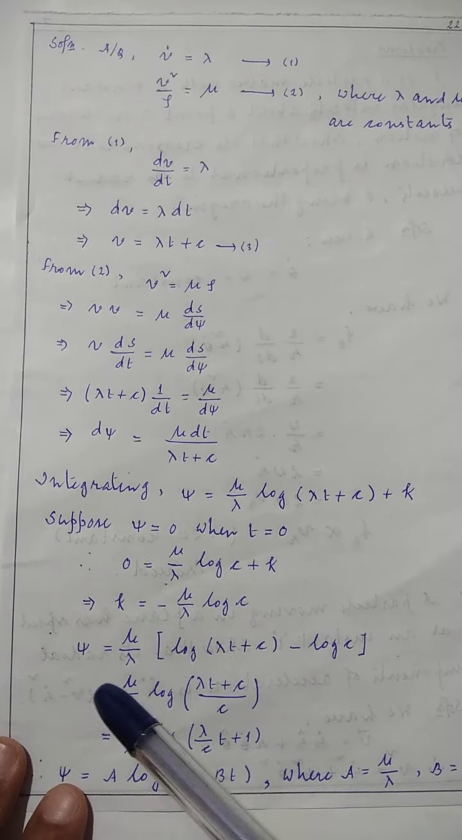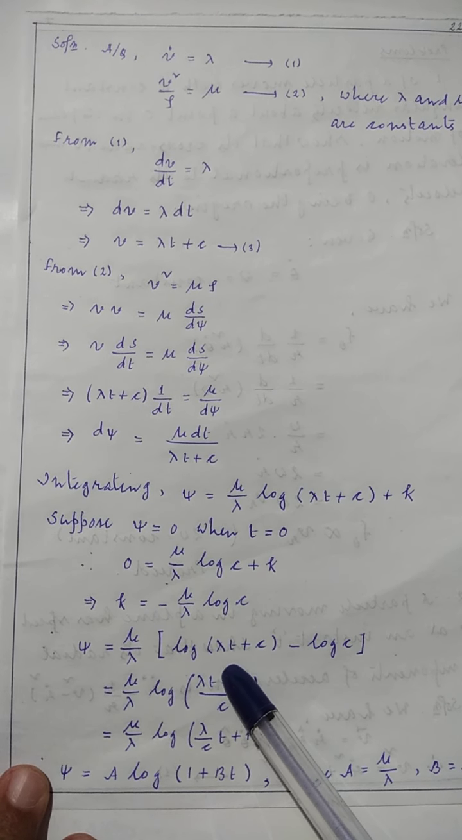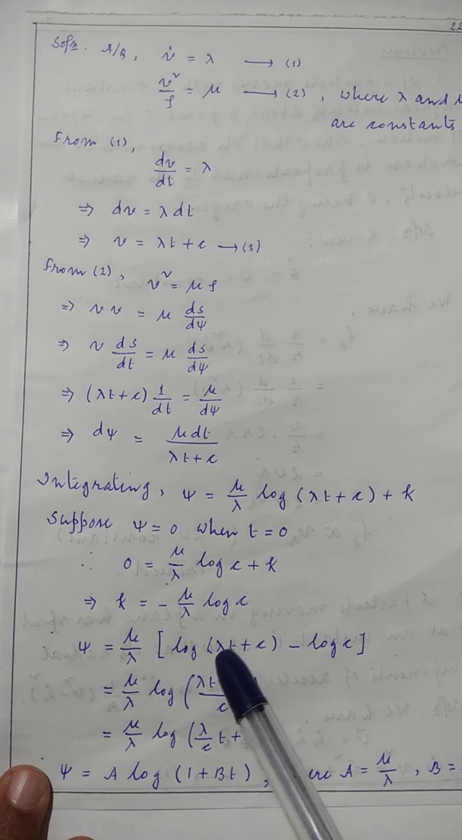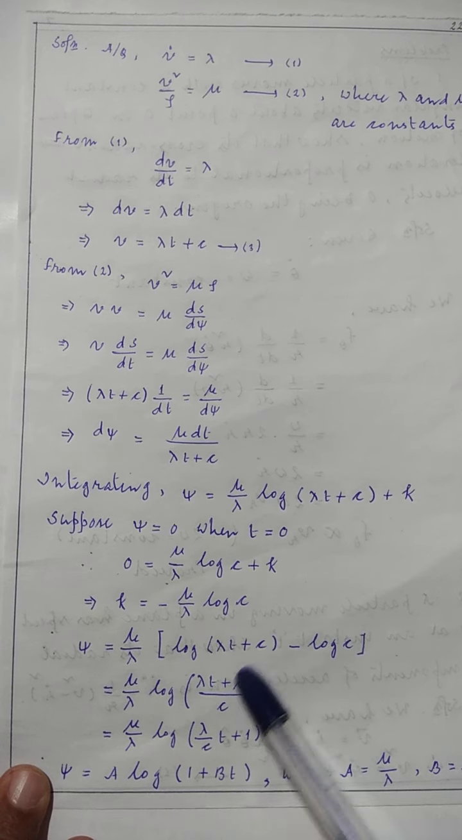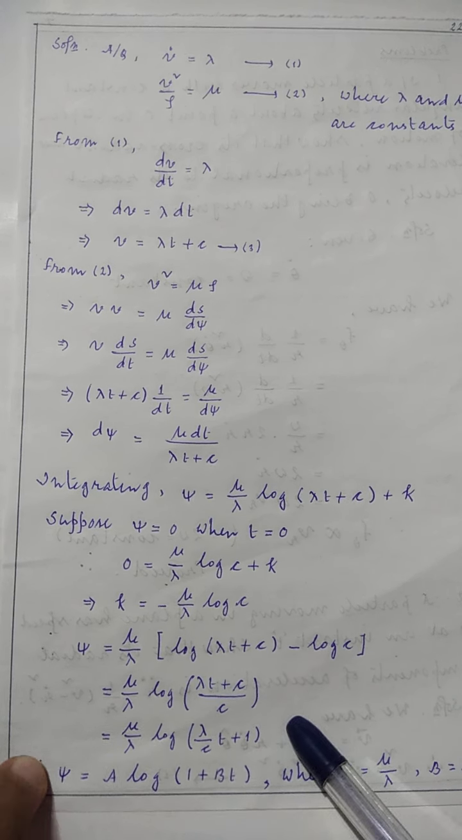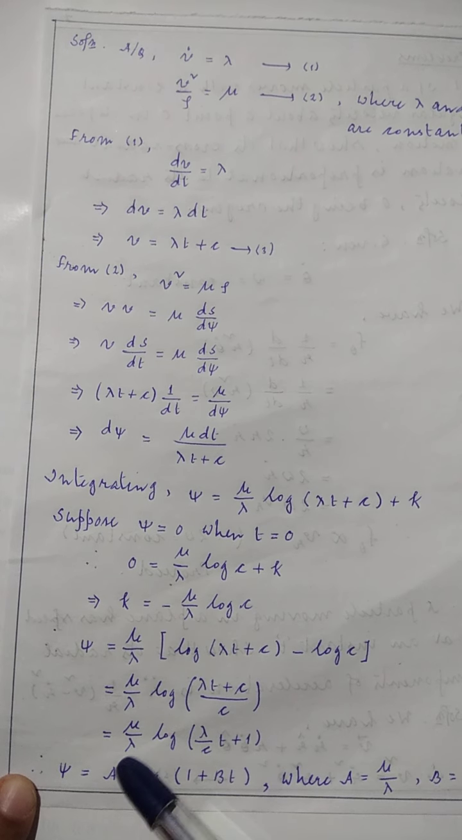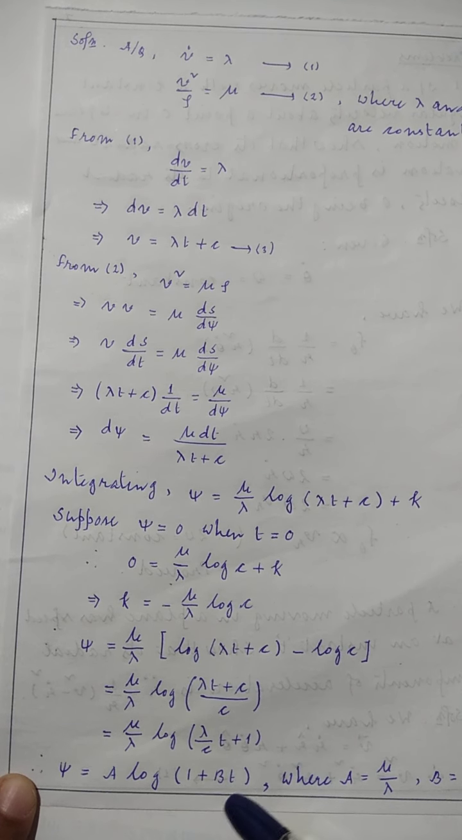So psi is equal to mu by lambda, log of lambda t plus c, minus log of c. Simplify by the laws of logarithm: it is log of lambda t plus c by c. So lambda t by c you can separate this way, and c by c is equal to 1. Here mu by lambda is a constant, which we have denoted by a, and lambda by c is also a constant, which we have denoted by b. So you get psi is equal to a log of 1 plus b t.